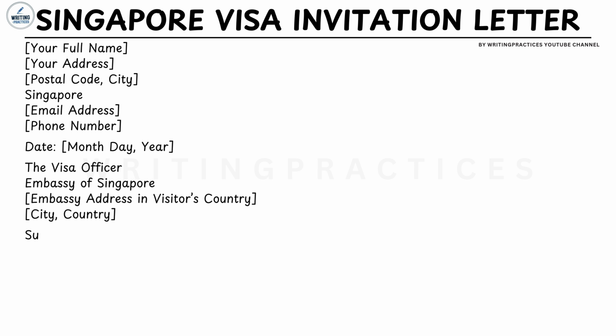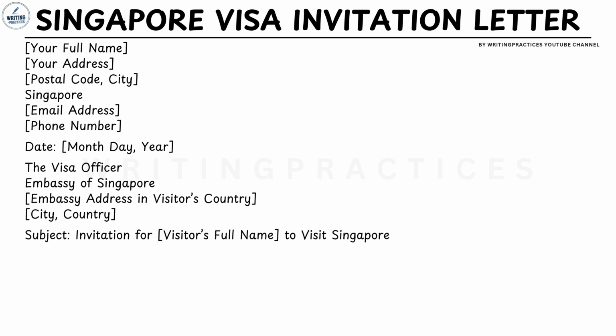Subject line. The subject line summarizes the purpose of the letter. Write something clear and concise, such as Subject: Invitation for Jane Doe to visit Singapore. This ensures the visa officer immediately understands the purpose of your letter. Salutation. Start the letter with a formal salutation like, Dear Visa Officer. This sets a respectful tone for the letter.